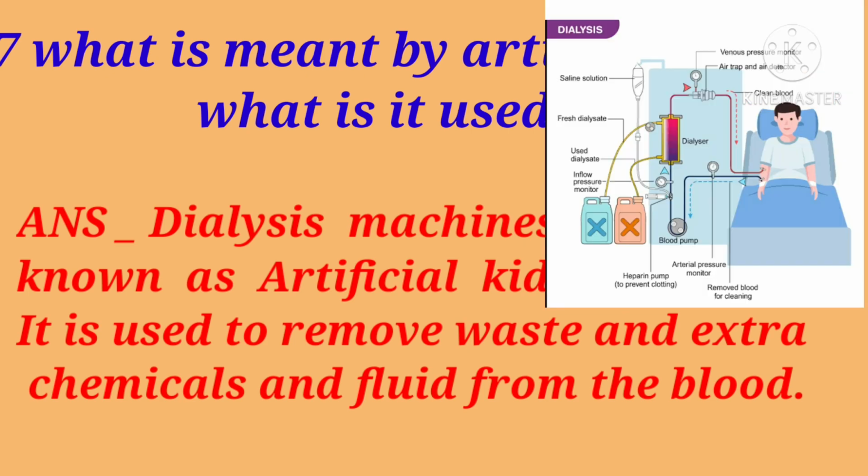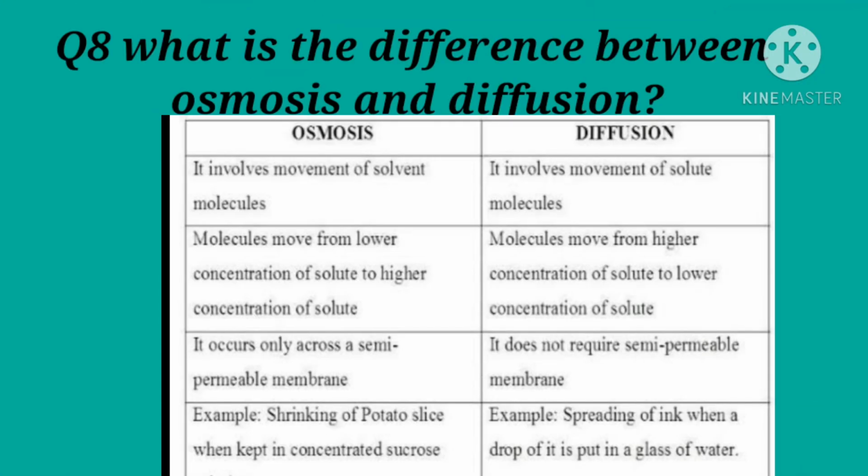Now the next question, that is question number 8: what is the difference between osmosis and diffusion? So let's see the answer. Osmosis involves the movement of the solvent molecules, and diffusion involves the movement of the solute molecules. In osmosis, molecules move from the lower concentration of the solute to the higher concentration of the solute. And in diffusion, molecules move from higher concentration of solute to lower concentration. Osmosis occurs only across a semi-permeable membrane. Diffusion does not require a semi-permeable membrane.